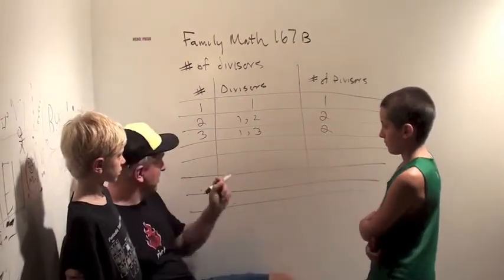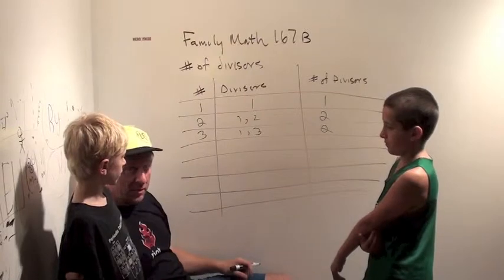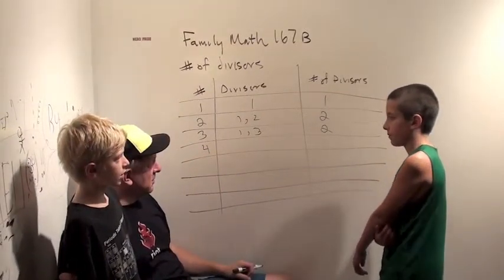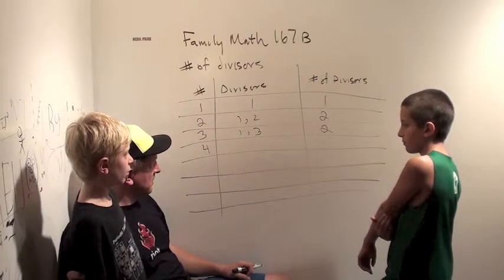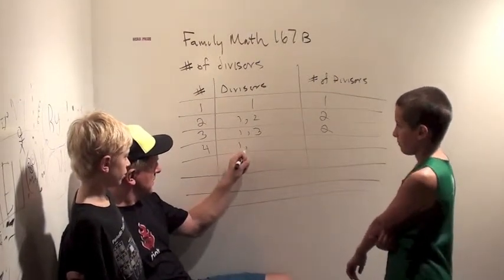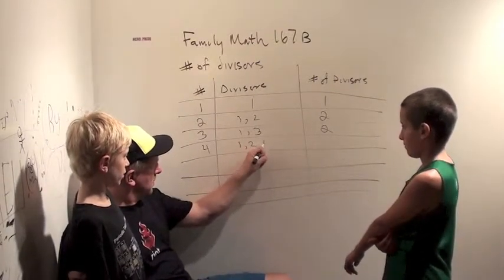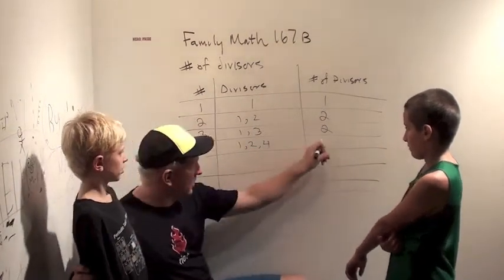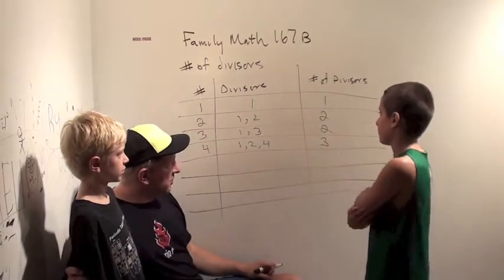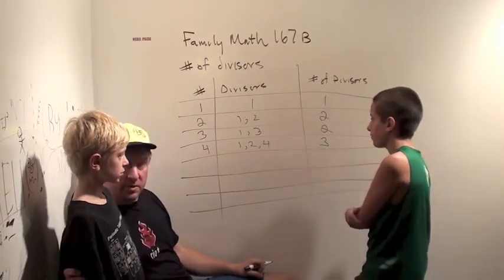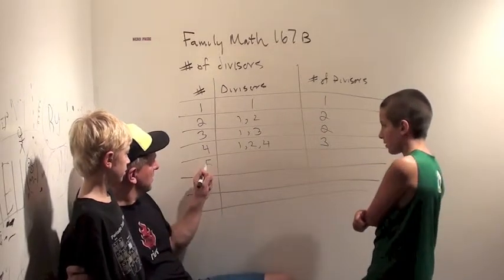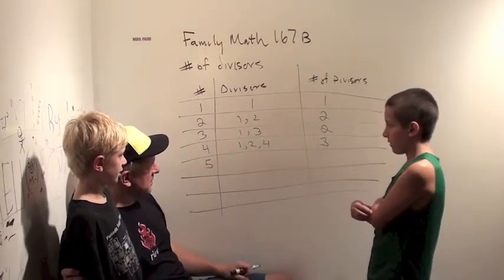I'm going to let your brother do this one. What one do you want to do next? Let's do 4. Okay. What are the divisors of 4? Well, there's 1, 2, and 4. How many divisors does 4 have? 3. Ooh, interesting. 1, 2, 2, 3. Seems like it's always increasing. Okay. Let's see about 5. Well, 5 is 1 and 5.